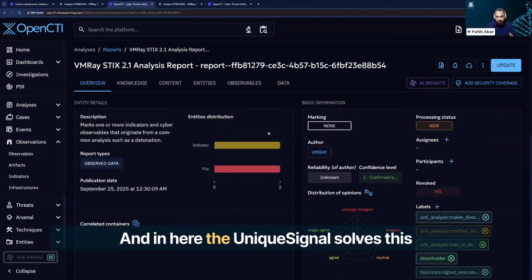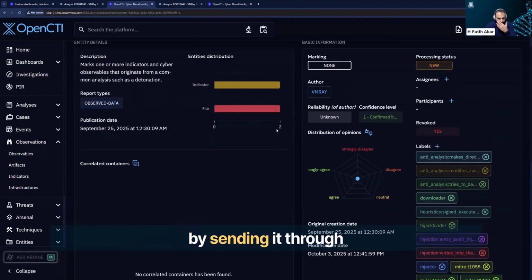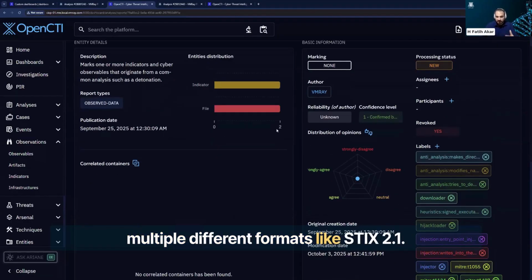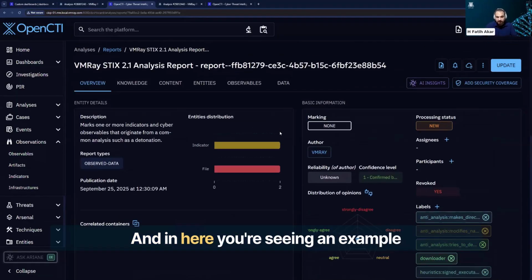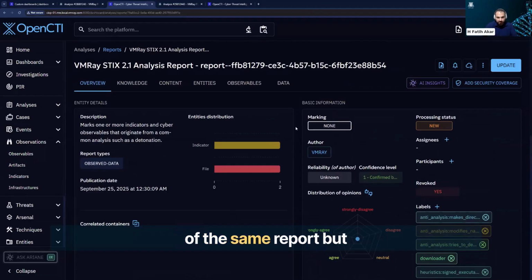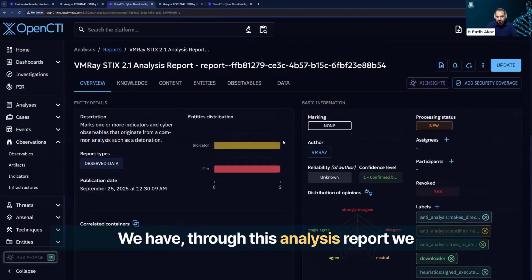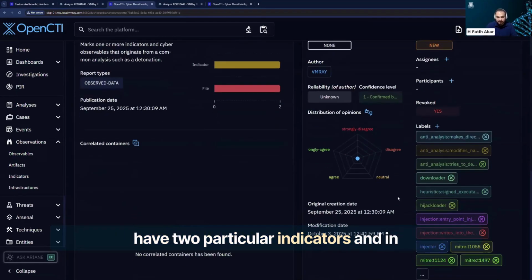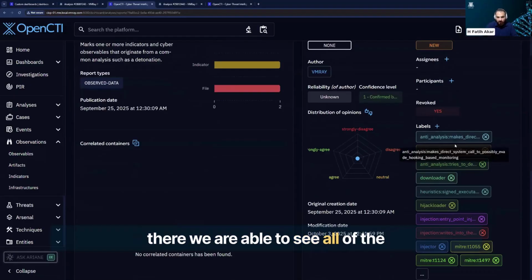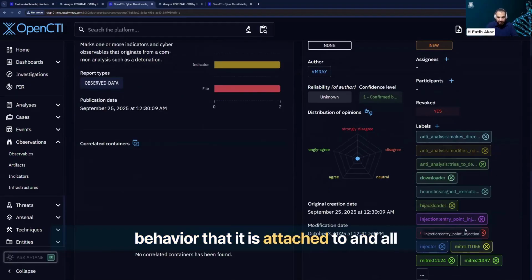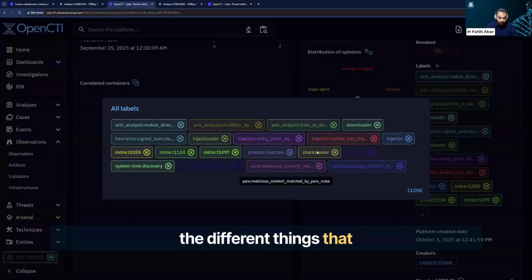And in here, UniqueSignal solves this by sending it through multiple different formats, like STIX 2.1. And in here, you're seeing an example of the same report, but in a different product. Through this analysis report, we have two particular indicators, and in there, we are able to see all of the behavior that it is attached to and all the different things that we know about this.